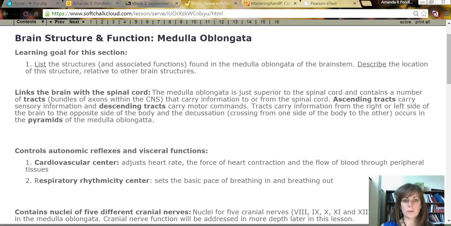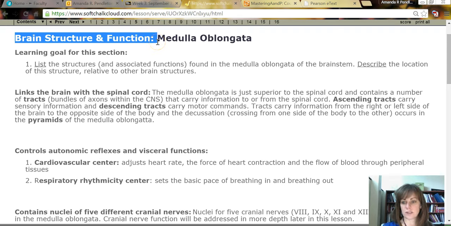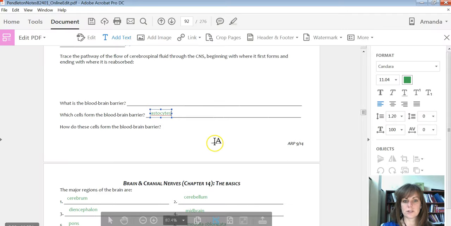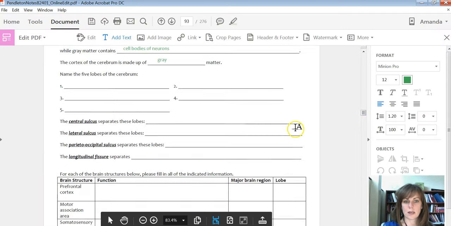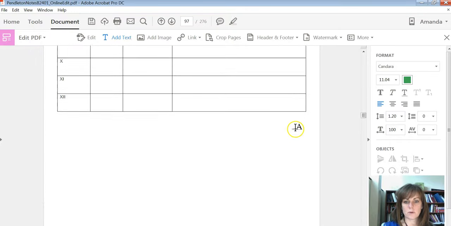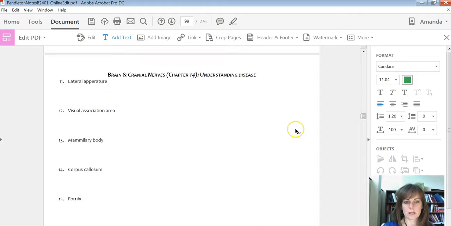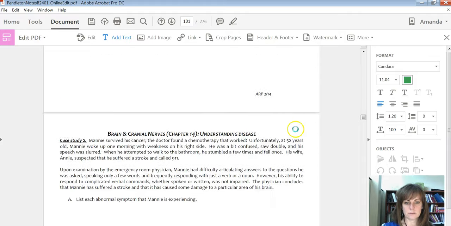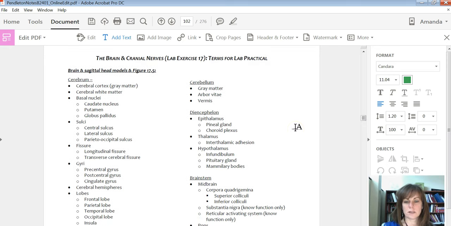Okay, so now we're going to be talking about these major regions of the brain. We're going to be talking about structures and functions of each region. As kind of a short cheat sheet that might help you with this, I would point you in your notes packets to this sheet. It helps you know some of the major terms for the lab practical.